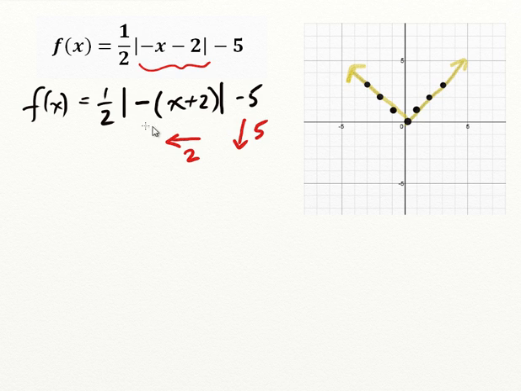Okay, let's take a look over here at the front, and we've got a 1/2, and that is going to be a vertical, so upwards, but it's going to be a compression of 1/2. So it's actually going to squish this parent function in the vertical direction. It's going to squash it a little bit, so it's going to be looking a little wider.